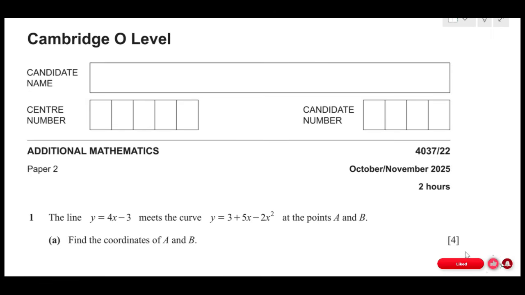Hi everyone, in this video I'm going to solve Cambridge O-Level Additional Mathematics Paper 2, October-November 2025 session, Paper 2-2. So let's start with the first question.